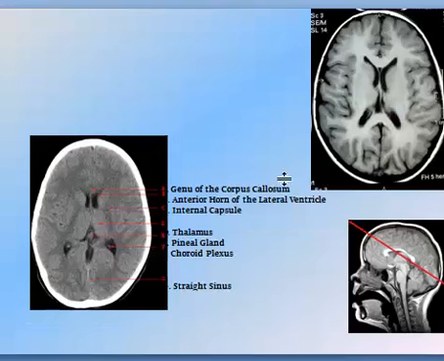And here we have the internal capsule, anterior horn of internal capsule, anterior horn of lateral ventricle, and this is the anterior limb of the internal capsule genu. But this is another genu, which is the genu of the corpus callosum.